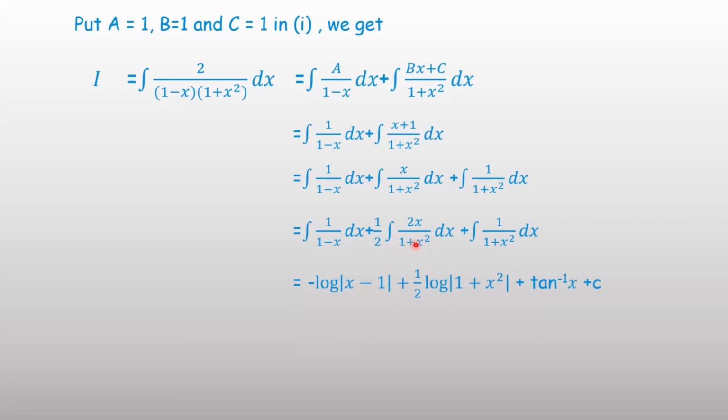If we let 1 plus x square as t, then differentiate. So 2x dx equal to dt, which means 1 upon t dt, and 1 upon t dt means log t, log 1 plus x square. Plus 1 upon 1 plus x square, direct formula, that is equal to tan inverse x. And in this pattern you are getting the final result: integration of 2 upon 1 minus x into 1 plus x square equal to minus log x minus 1 plus 1 upon 2 log 1 plus x square plus tan inverse x plus a constant c.